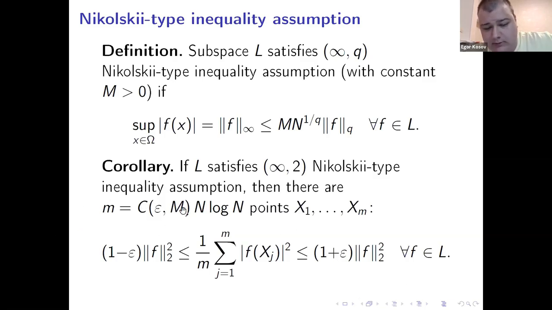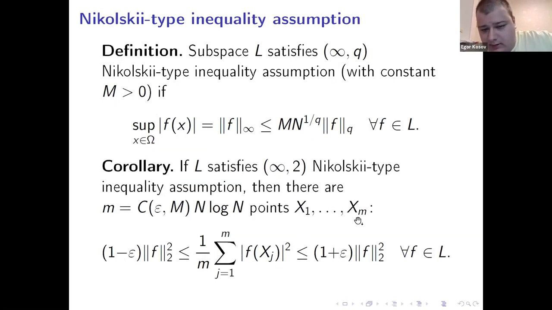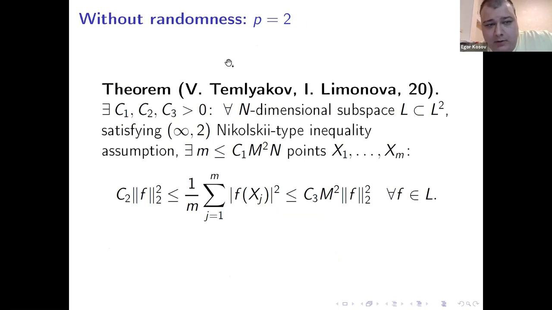So this is the corollary that I have already mentioned. If L satisfies the infinity-2 Nikolsky type inequality assumption, then we have the discretization of the L2 norm with the number of points of order N log N. This is the classical Rudelson's result. I mentioned that in this result, when we choose the points randomly, this additional logarithm cannot be removed. But it appears that for the initial problem of sampling discretization, when we do not want to choose points randomly and we are asking only for the existence of these points, we can remove this logarithm.